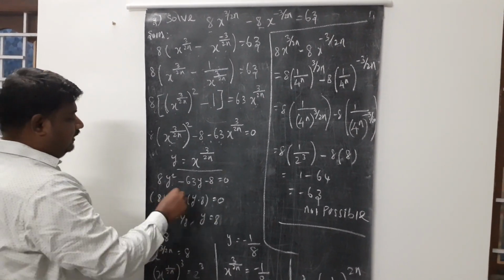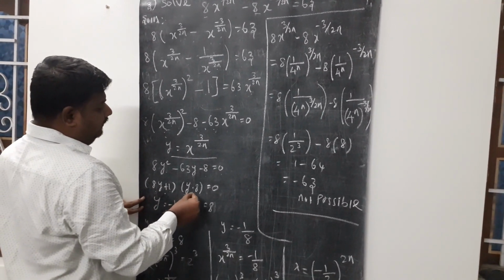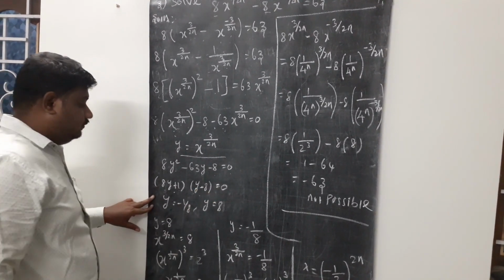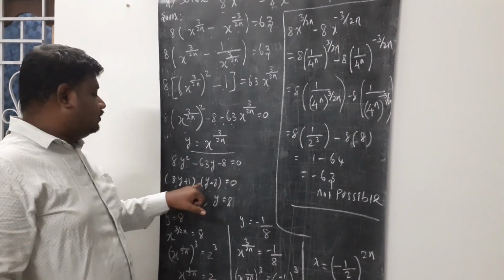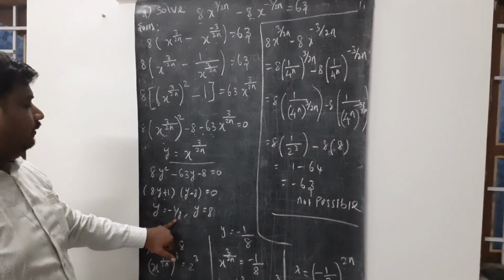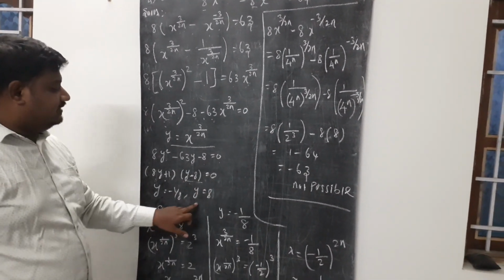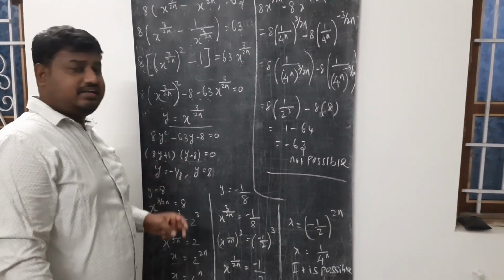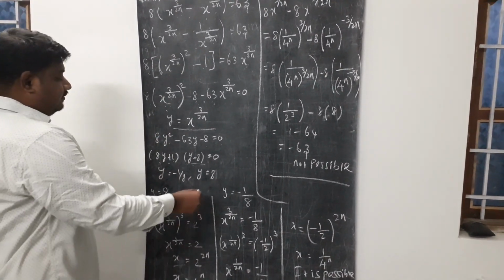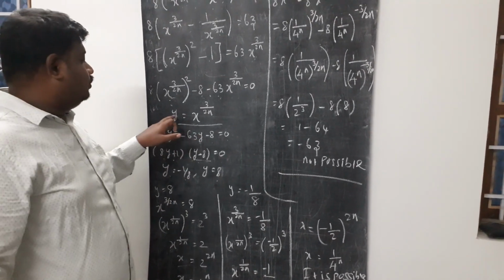If we solve this quadratic equation, we can get the factors (8y plus 1) into (y minus 8) is equal to 0. Then 8y plus 1 equal to 0, so 8y is equal to minus 1, then y is equal to minus 1 by 8. Here y minus 8 is equal to 0, then y is equal to 8. Here we are getting two y values, one is 8 and another is y is equal to minus 1 by 8. Here you can substitute the y values.